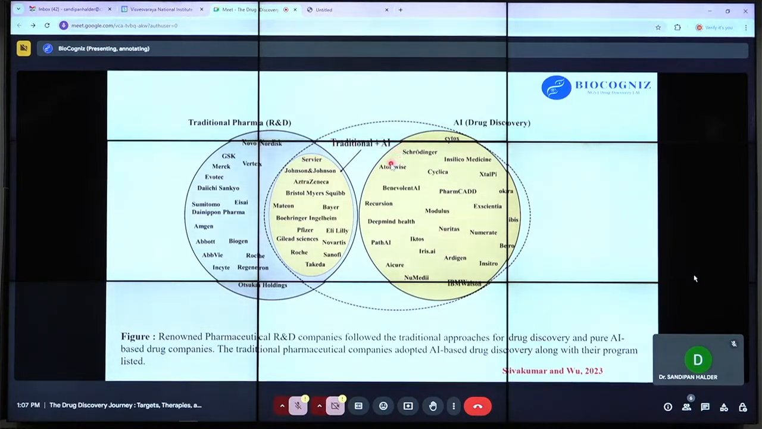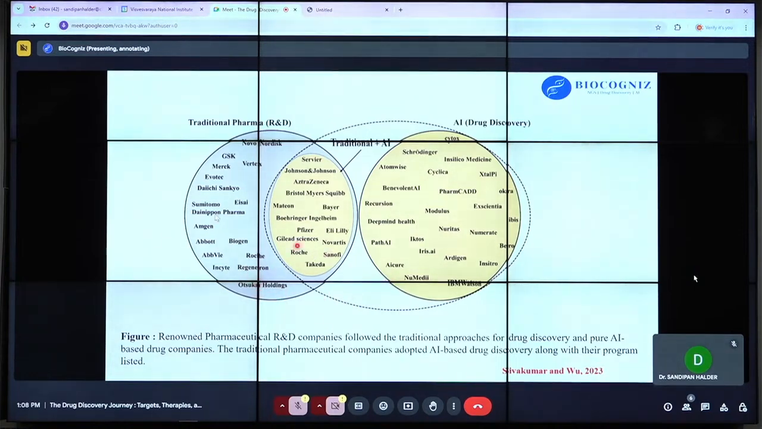Now they are using in silico as well as AI-based approaches, considering the time and cost-effective approaches. They are also moving to it, but still some are sticking to these things. These companies are not directly doing it, but they are using pure AI-based companies or the in silico companies, right? So they will tie up with them, doing a JV, and then they will work on it.